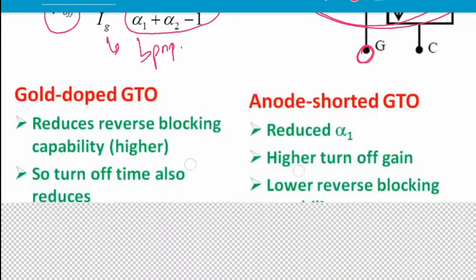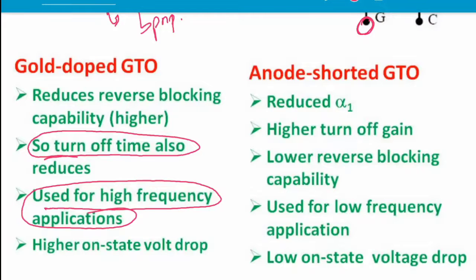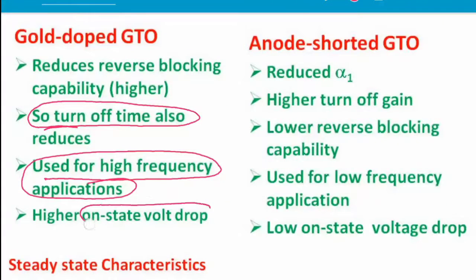So there are two types of GTOs. One is gold doped GTO, another is anode shorted GTO. In case of gold doped GTO, it reduces reverse blocking capability, which is higher in case of anode shorted GTO, and turn off time also reduces. Gold doped GTO is used for high frequency applications. As turn off time reduces in case of gold doped GTO, it is used for high frequency applications, and it has on state voltage drop higher than that of anode shorted GTO.